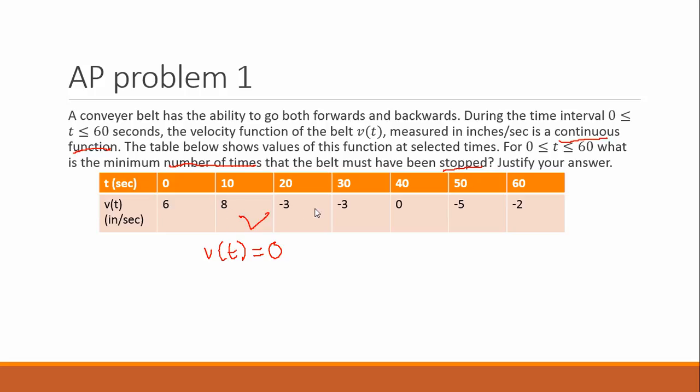Here we have minus 3 to minus 3, so it doesn't tell us anything. Here we have minus 3 to 0. Well, here it just outright tells us that the function stops here. So that's another one. And then we go 0 to negative 5, so that's no use. Then negative 5 to negative 2, so that's no use. So from this chart alone, we can tell that this conveyor belt has stopped 2 times at an absolute minimum. Great.